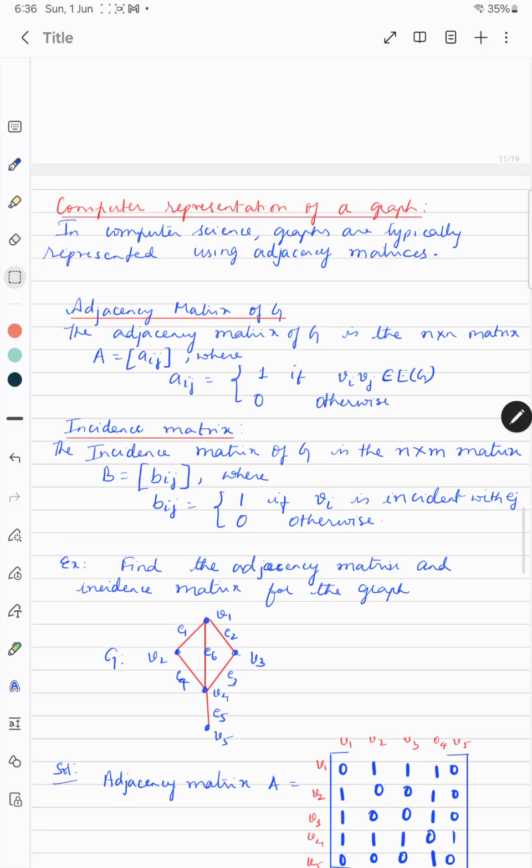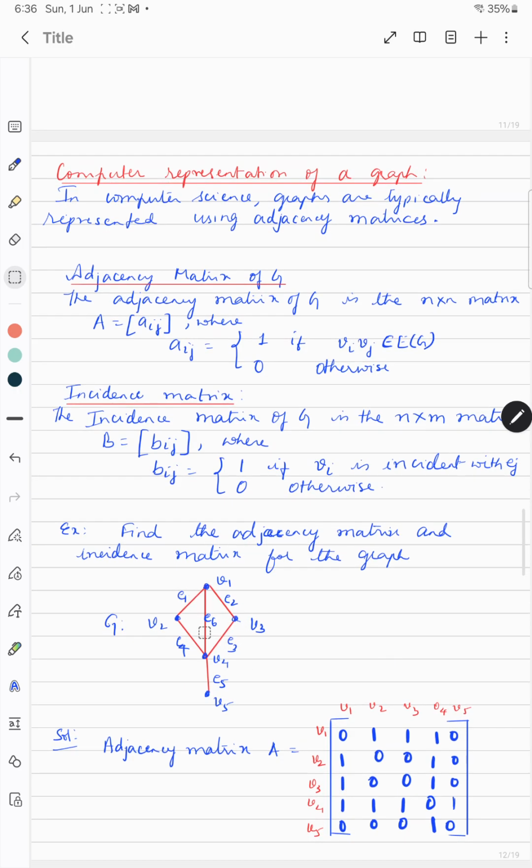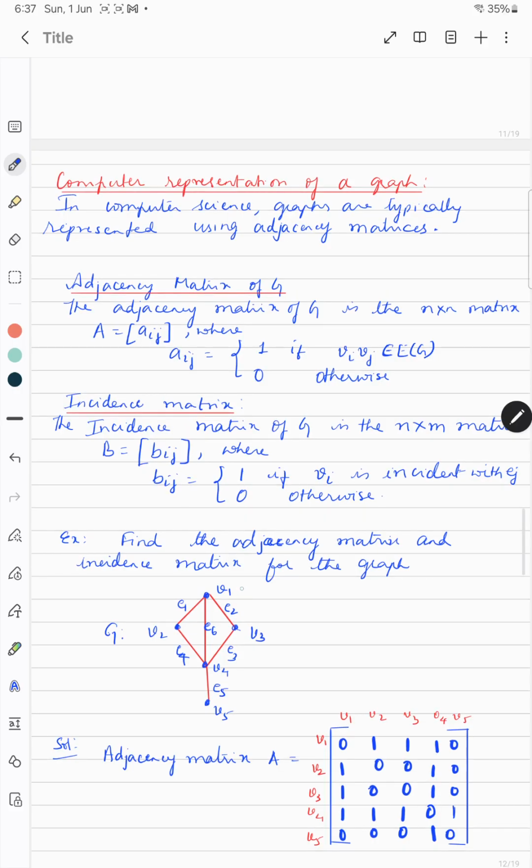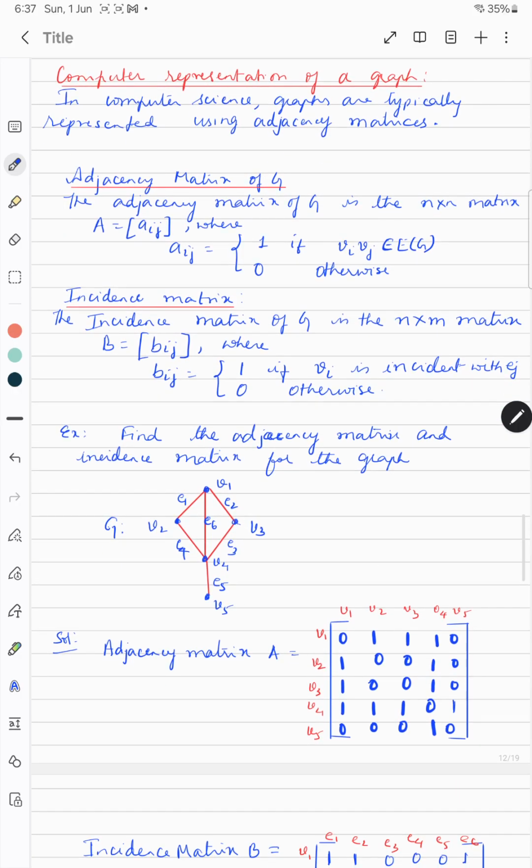So let us understand this with an example. Consider the graph G. We'll find the adjacency matrix and the incidence matrix of this graph G. We see here this graph G consists of the vertices V1, V2, V3, V4 and V5. Now this graph G consists of the edges E1, E2, E3, E4, E5 and E6.